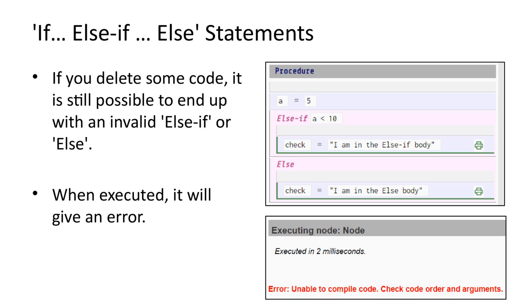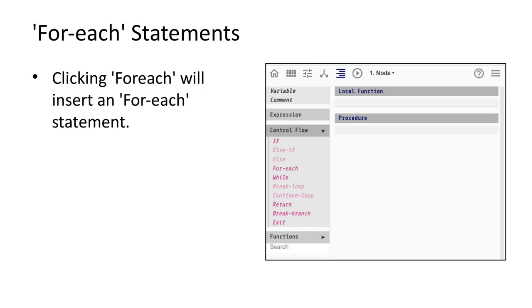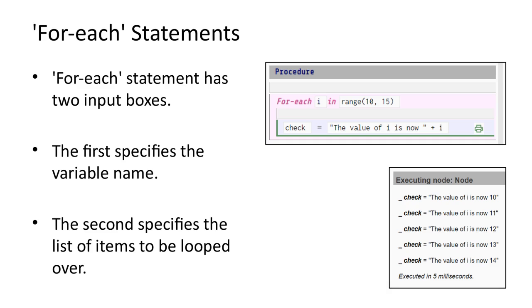Now let's have a look at for each loops. If you want to insert a loop, you can click the for each. The for each statement has two input boxes. In the first input box, you specify the variable name you would like to use. You can specify any valid variable name. It does not need to be I as in this example. In the second input box, you specify the list that you are going to loop over.